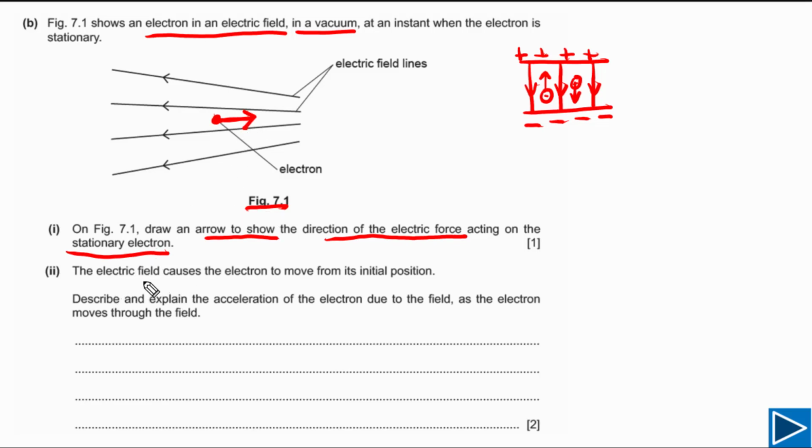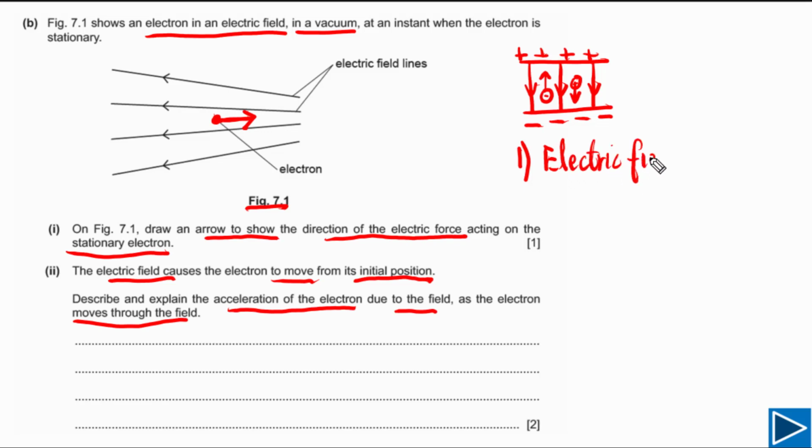If we look at second part, it is given to us the electric field causes the electron to move from its initial position. Describe and explain the acceleration of the electron due to the field as the electron moves through the field. Now when the electron is moving this way, we need to understand how electric field is changing. The first thing we need to understand is that electric field lines are getting closer.